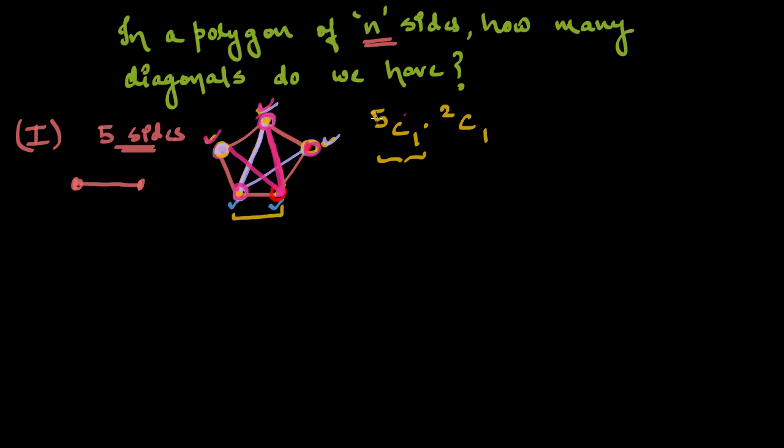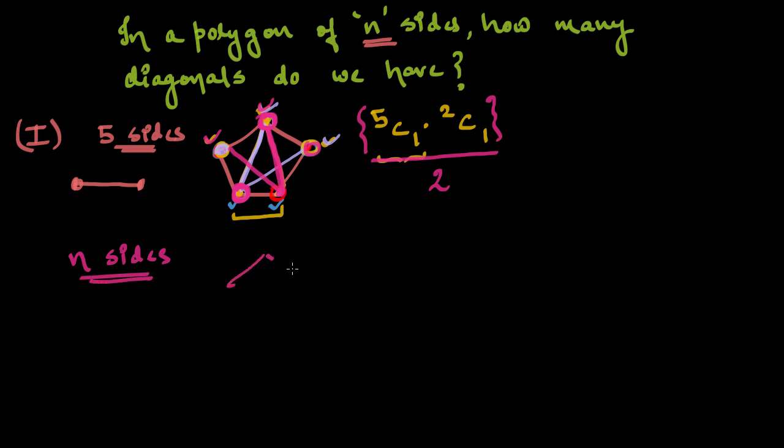So whatever diagonals I am getting through this expression will be double the number that we require, because we are repeating everything. This can be the starting point, this can be the ending point. For the opposite case, this can be the starting point, this can be the ending point, but still I am getting the same diagonal. So this total value I have to divide by 2 in order to get the total number of diagonals. Once we are done with this, now let us generalize this for a polygon with n sides.